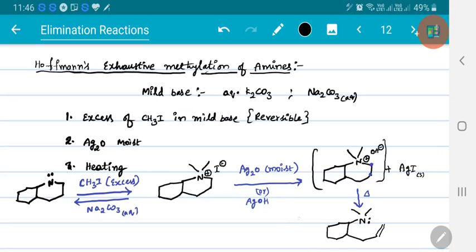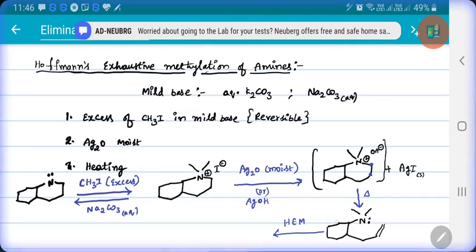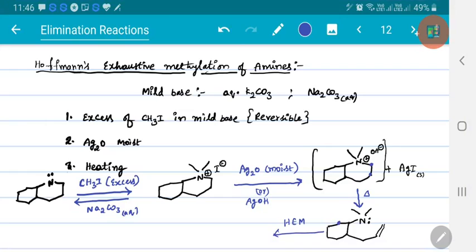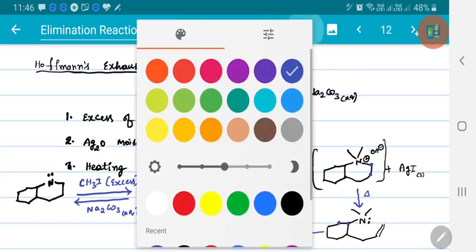Now again the reaction will proceed. So again methyl iodide in excess quantity in presence of Na2CO3 and moist Ag2O, everything is repeated. Now again Hofmann's exhaustive methylation reaction occurs. Now abstraction of hydrogen from this beta position, this is alpha, this is beta, so then there will be double bond formation and this amine group will leave. Now you will get an alkene.